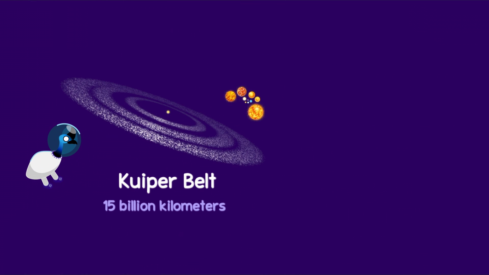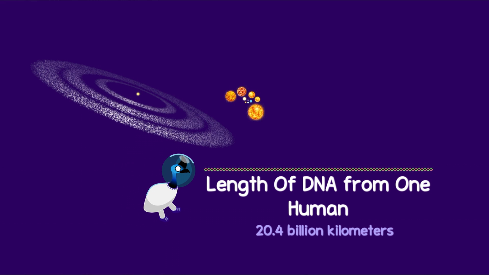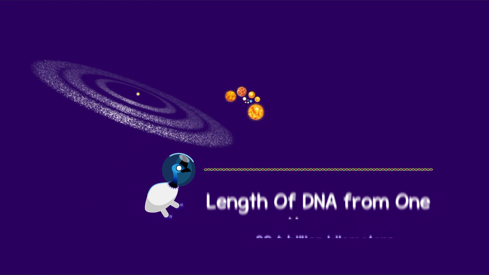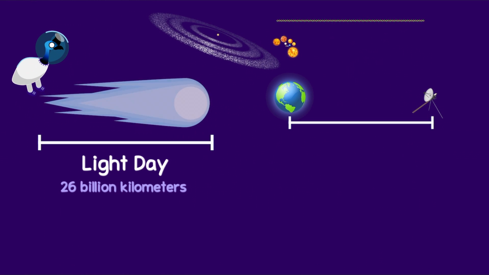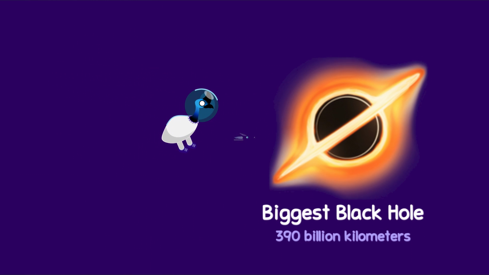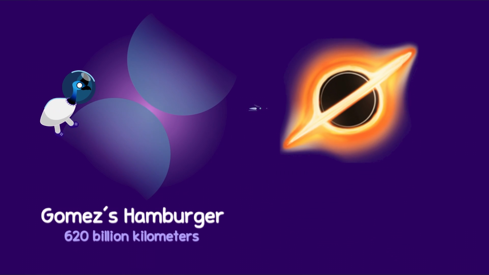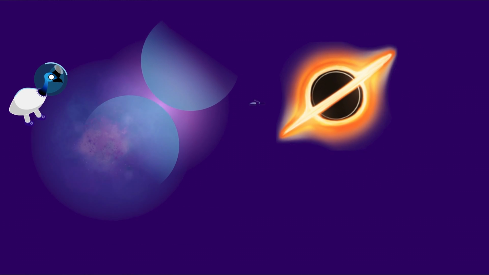Kuiper Belt, 15 billion kilometers, a ring that is home to icy objects and dwarf planets. Length of DNA from one human, 20.4 billion kilometers. Distance from Voyager 1 to Earth, 21.1 billion kilometers. Light day, 26 billion kilometers. Biggest black hole, 390 billion kilometers, also known as TON 618. Gomez's Hamburger, 620 billion kilometers, a sun-like star that is coming close to the end of its lifespan.